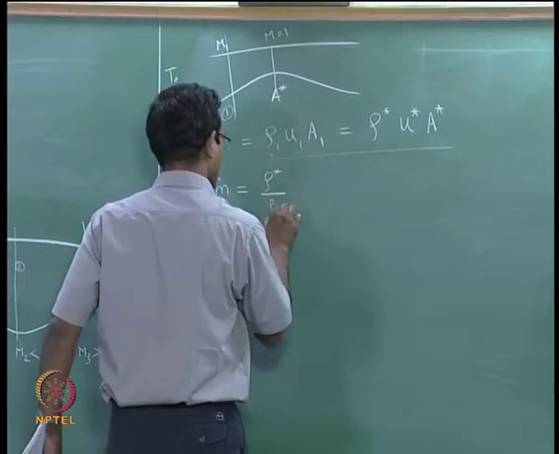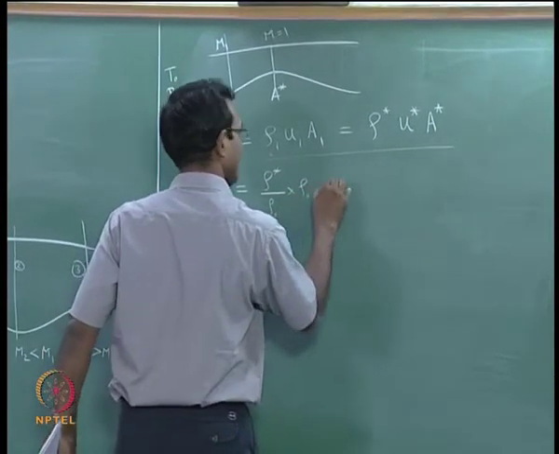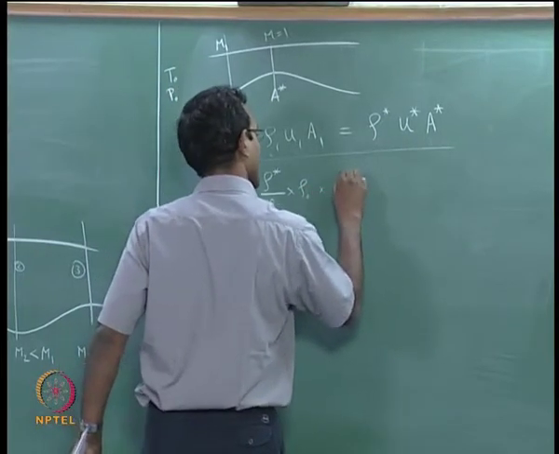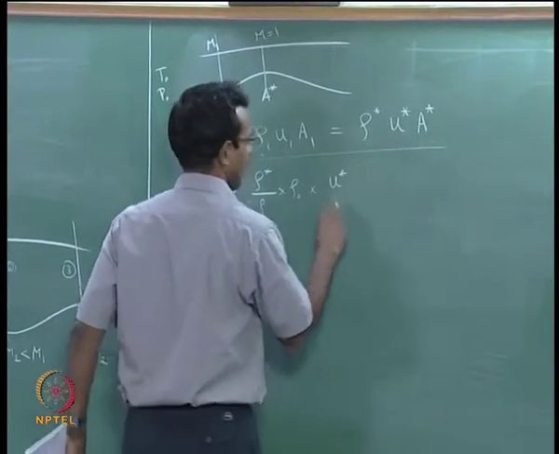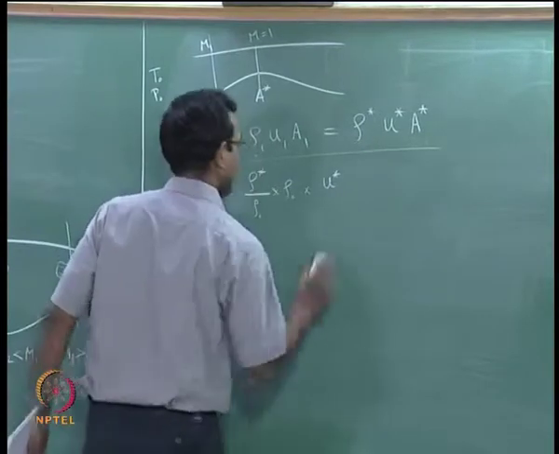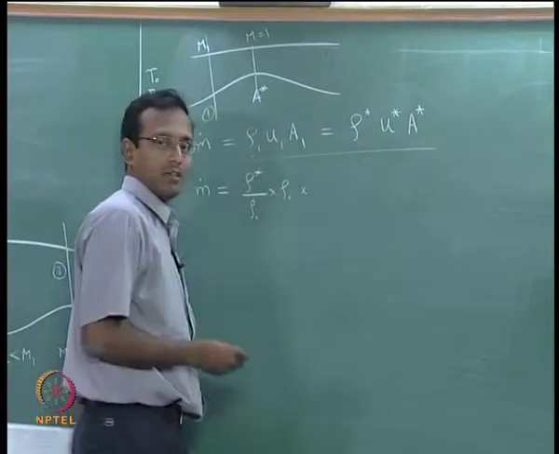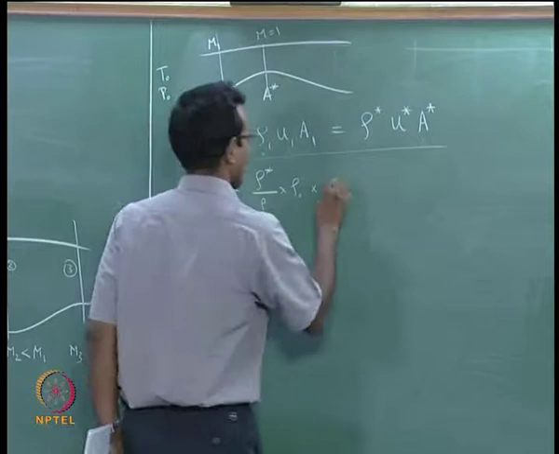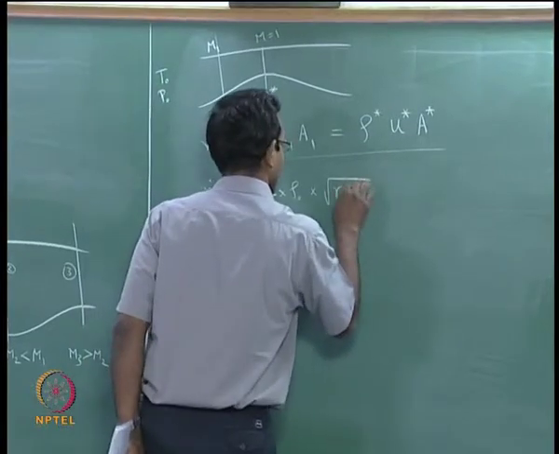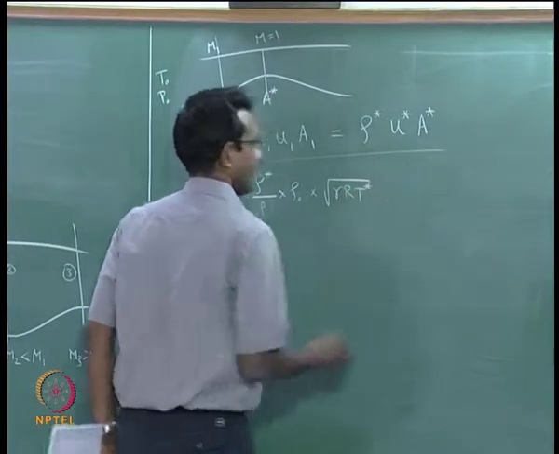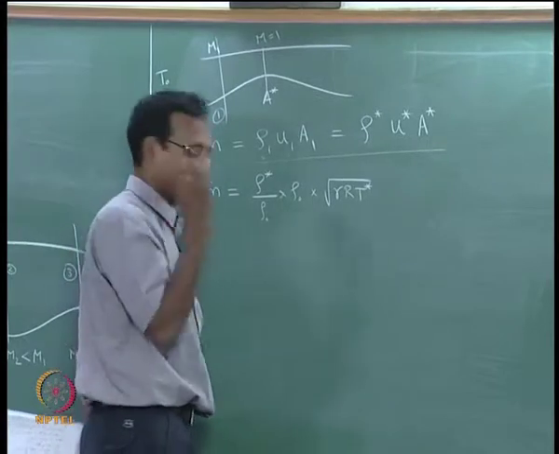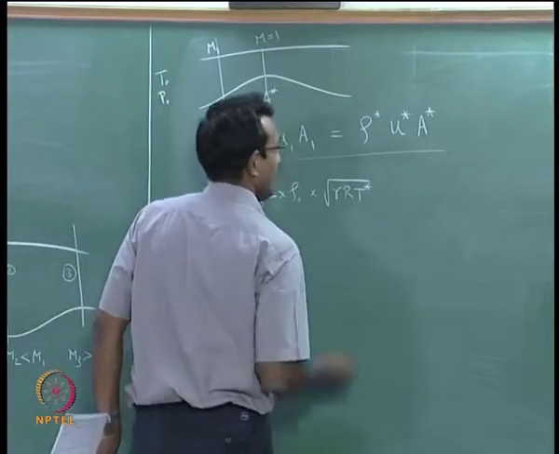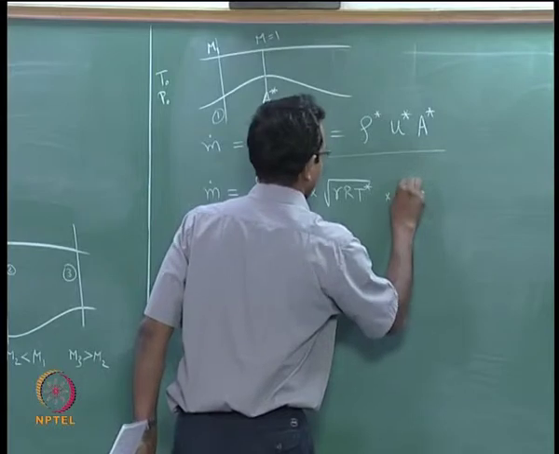I will just pick this rho star by rho naught times rho naught into u star, which is nothing but, for M equal to 1, just going to be square root of gamma R T star. Now, I have to expand T star further and multiply by A star, I will keep it right now.